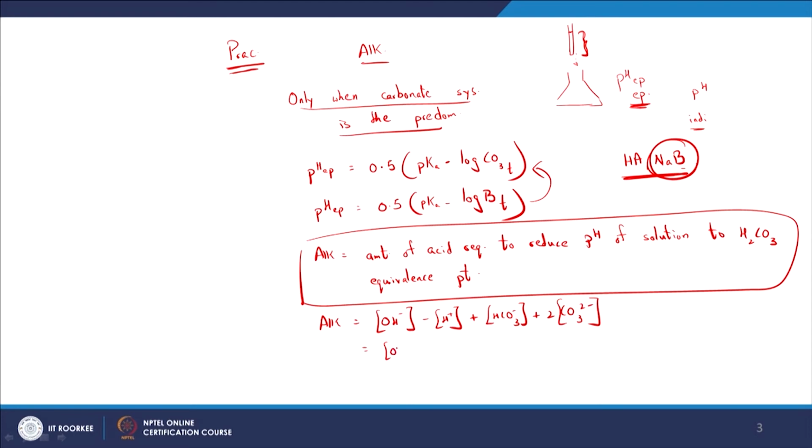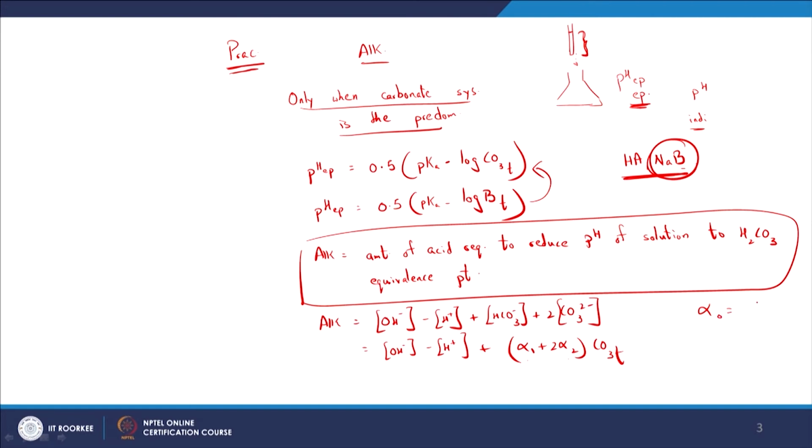So, that is going to be OH minus, H plus, alpha 1 plus 2 alpha 2 into CO3 total. Again, to refresh your memory, what do we have? What are these alpha 1 and alpha 2? They are the ionization fractions.